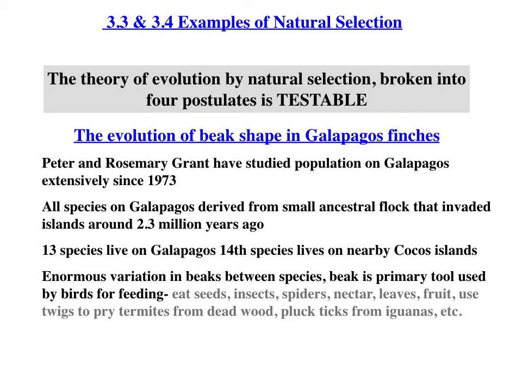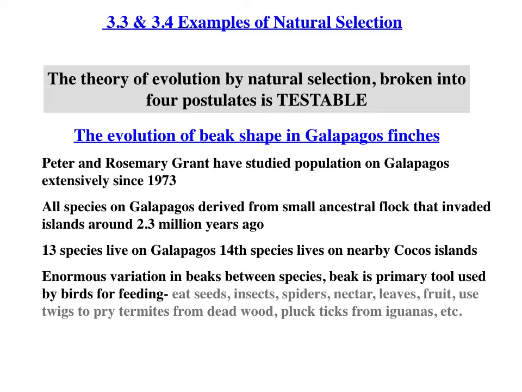So how do we actually go about testing, in a rigorous scientific manner, evolution via natural selection? We're able to do that by breaking natural selection down into four different postulates that we've talked about, just barely, with our hypothetical chili pepper and mouse example. We can actually do that in natural populations too.